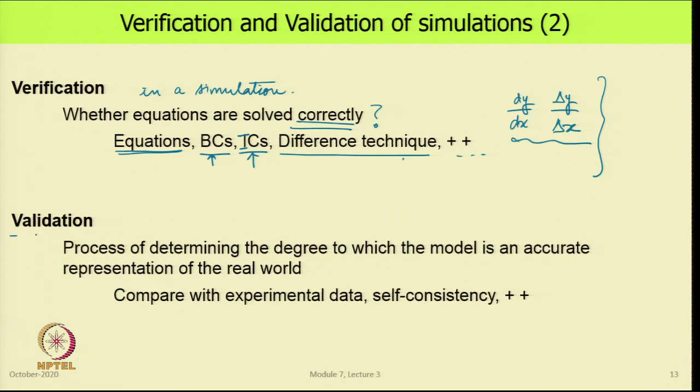But validation is quite different. So, validation is the process of determining the degree to which the model is an accurate representation of the real world. And the real world is established by the experiment, the experiment or the field data or any other measurements.